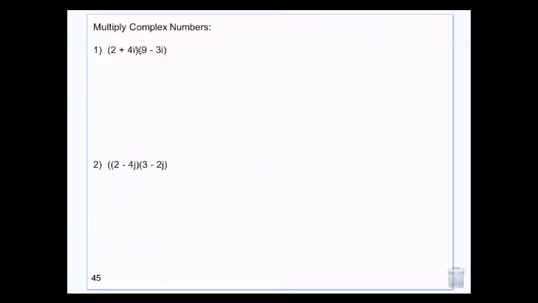Whenever I have two complex numbers together, you treat it sort of the same way you would have treated it if it was like 2 plus x and 9 minus 3x or something. You're going to FOIL it. So I'm going to first, so 2 times 9 is 18. I'll write that a little lower. Then outside, so I get negative 6i. Inside is plus 36i. And then last, negative 12i squared.